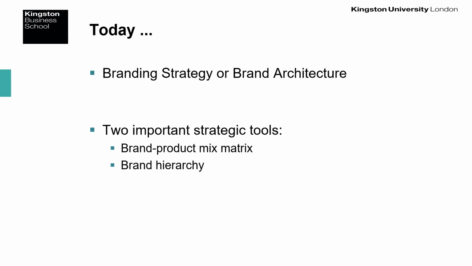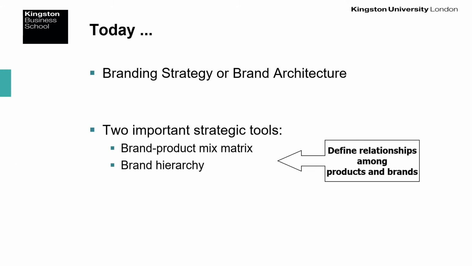These two strategic tools are, first of all, the brand product mix matrix, and then secondly, the brand hierarchy. And both of them together help us to analyse and make sense of the relationships that exist within an organisation between the products and services that they market and the brand names that they use. So in this video, as I mentioned earlier, we're going to focus on the first of these tools, the brand product mix matrix.